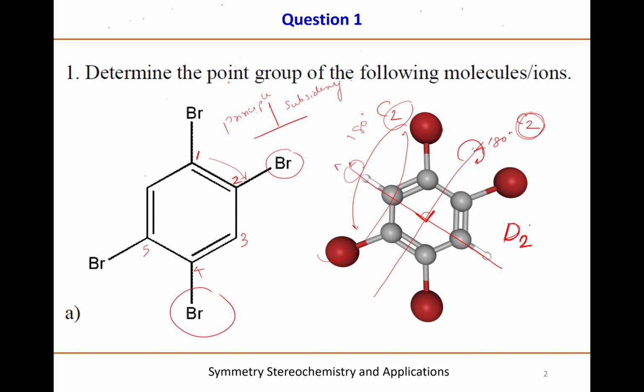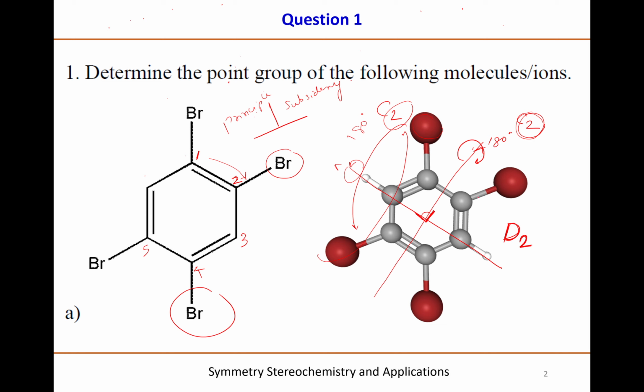If we have a horizontal plane, it will become D2H. If we have a vertical plane, it will become D2V. If it contains both the vertical and horizontal plane, it will be denoted by H only. And if a dihedral plane is there, then it will be D. Okay. We will learn each and everything by discussing the question.